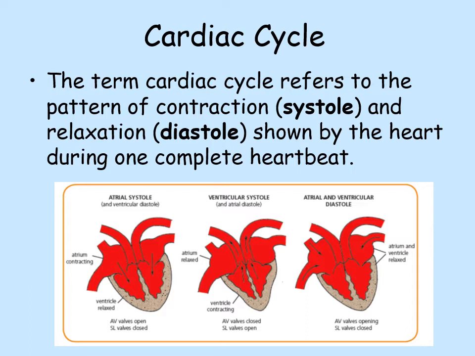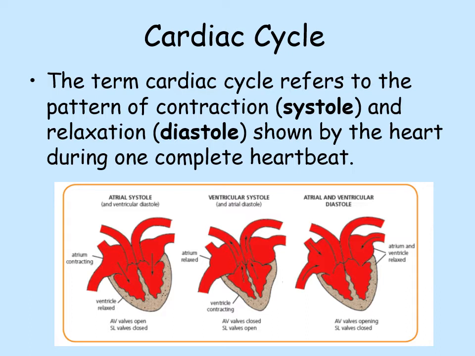In the diagram below, there are 3 stages to the cardiac cycle. The first stage is called atrial systole. If we look at the words atrial and systole, that means that the 2 atria, the 2 chambers at the top of the heart, are contracting. If they contract, the blood is squeezed out of the atria and into the 2 ventricles.